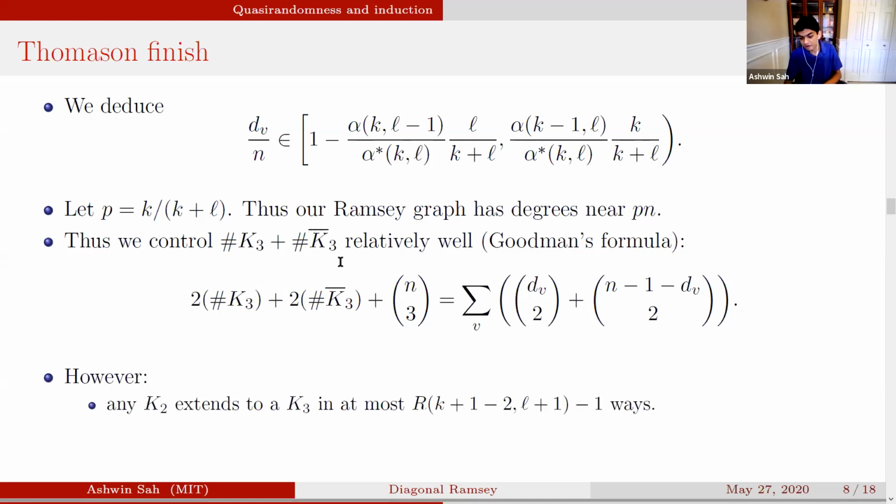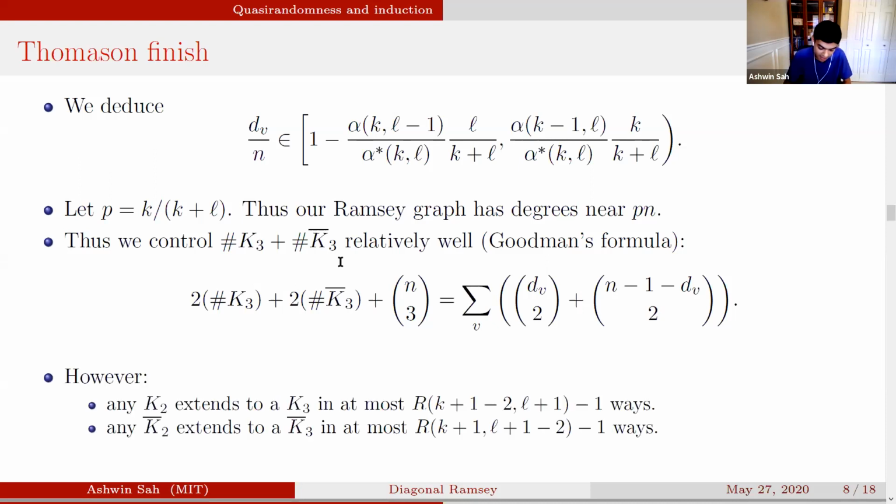So here's where we're going to recall 2 key properties. Not only does every k1 extend to a k2 in certain ways, but now we're going to use the r equals 2 case of this line we had earlier. And so here's a restatement. Every k2 is going to extend to a k3 in at most so many ways, and similarly for a k2 bar. And again, by induction, we know bounds on these values in terms of alpha.